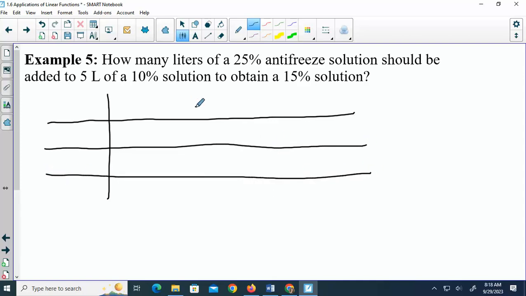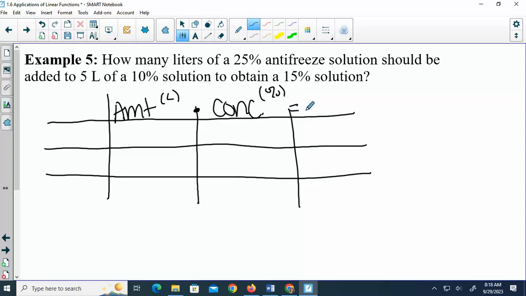And my columns will be my formula. So the amount, so that's like the liters, times the concentration, which is like the percent, would equal the amount pure. Okay, my rows, you can be as generic as you want. You can call them first, second, and total.